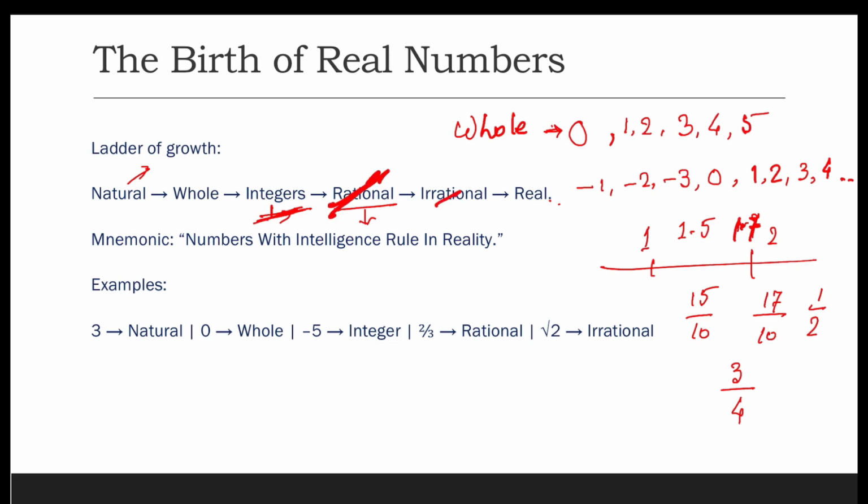Now, what is an irrational number? Irrational numbers are the numbers which cannot be expressed as a fraction. So square root of 2, square root of 3, all these are irrational numbers. And then the sum of all rational plus irrational numbers is the real numbers. So all the numbers put together are real numbers.